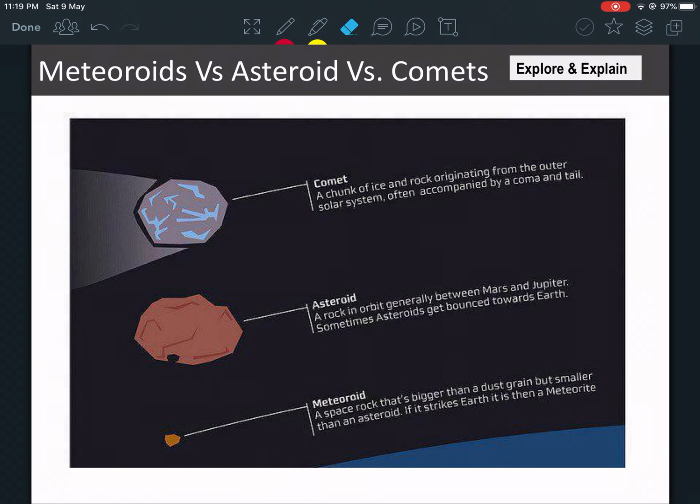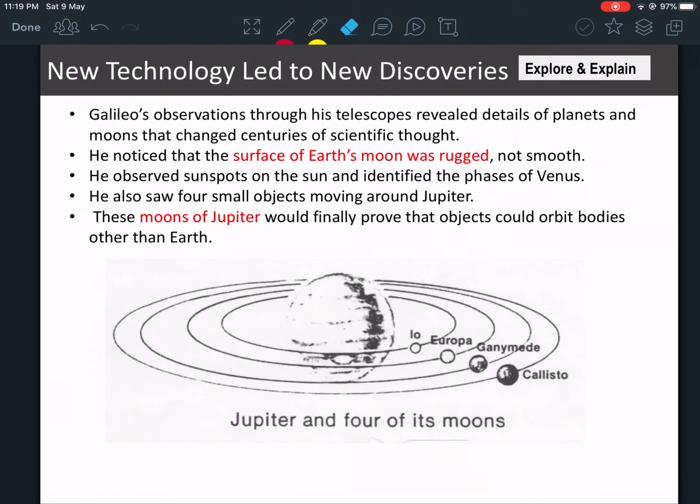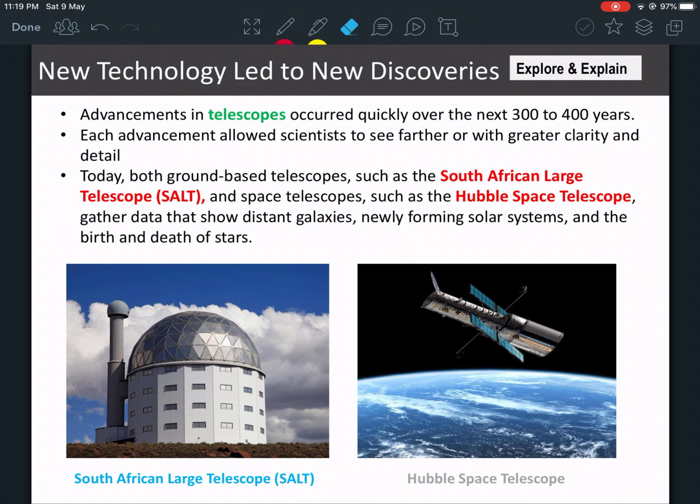We already talked about the difference between comets, asteroids, and meteorites, but if you'd like, you can look at it in the slide. Remember Galileo, in 1609, combined two magnifying lenses and made a telescope and was able to discover a lot of things about our space. And also you have to remember that humans now discover space through the South African Large Telescope, which is this, and the Hubble Space Telescope, which is that. These are the two pieces of information you have to know.